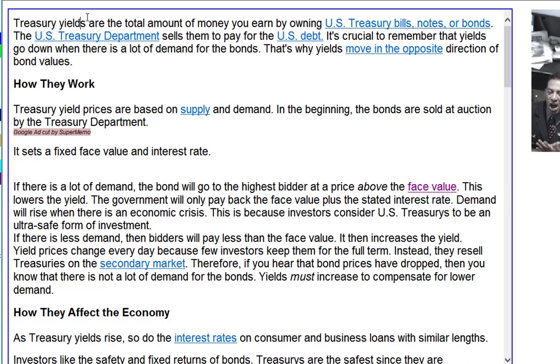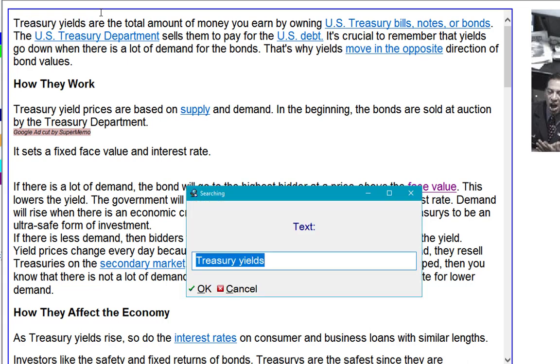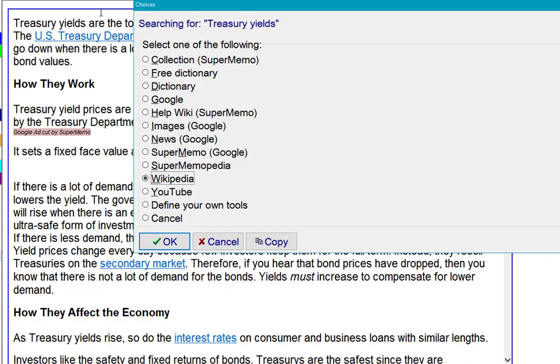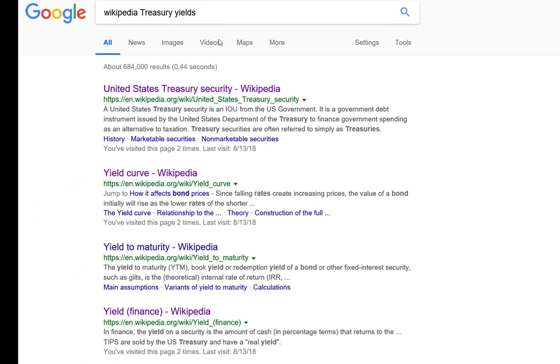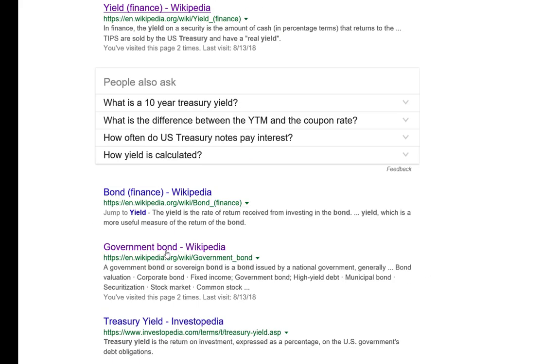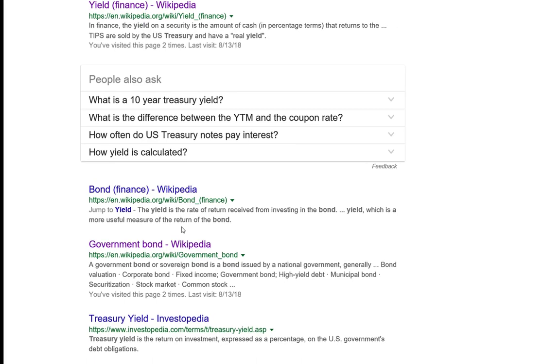Okay, so I'll have myself a Wikipedia. Treasury yields, what's that? I'll choose web search. So that'll be Control F3. Treasury yields. Okay, I'll search at Wikipedia. I press W. Okay. And we got US Treasury security, yield curve, yield to maturity, yield finance. Okay, government bond, I'll try to see that too.